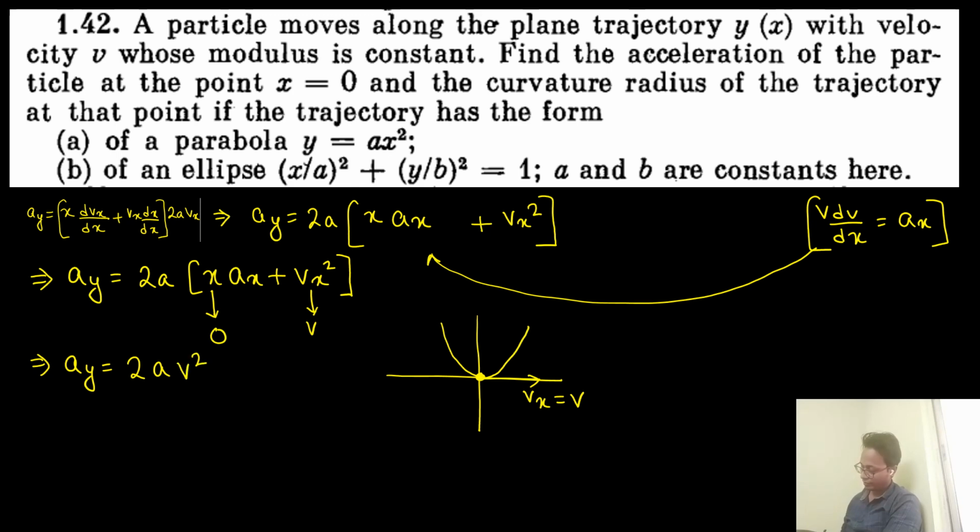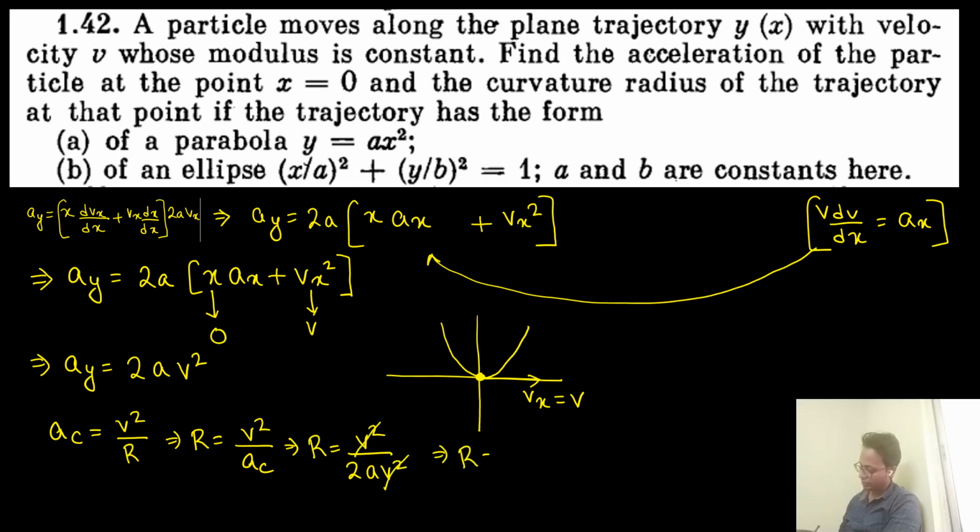Now I need to find out the radius of curvature. How do I find it? Centripetal acceleration is equal to v square by r, where r is equal to v square by centripetal acceleration. The value of v square is nothing but this v square, and the value of centripetal acceleration is 2a v square. This v square and v square will get cut, and r is equal to 1 by 2a. So this is the first part of the question.